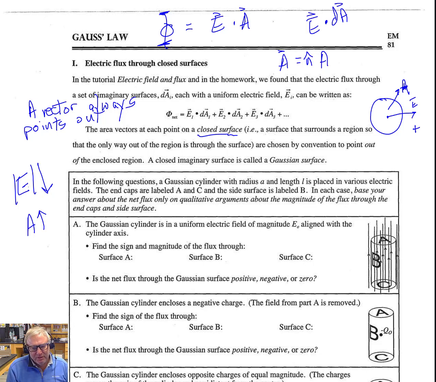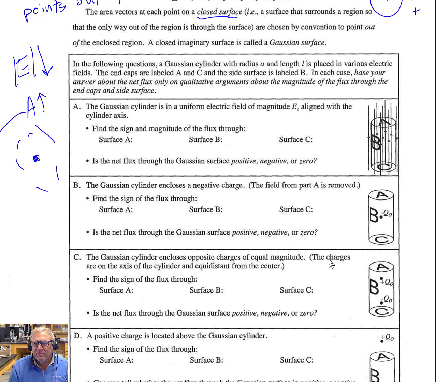within reason, because if you make a different size, then it changes the amount of charge inside. But if we imagine some point charge all by itself, we can keep making the Gaussian surface bigger and bigger, but the flux stays the same. Okay, so let's see what we got here.